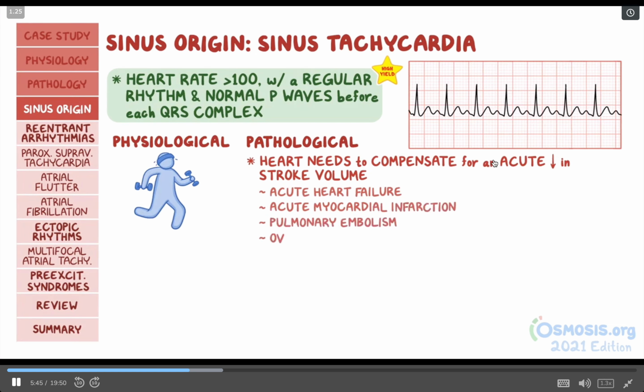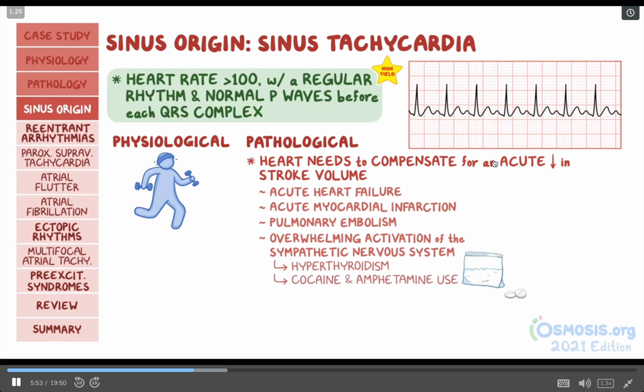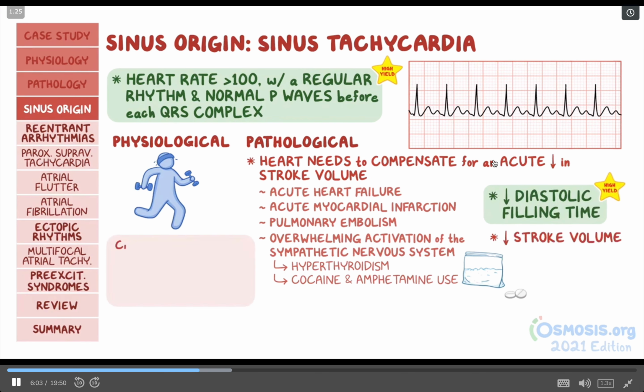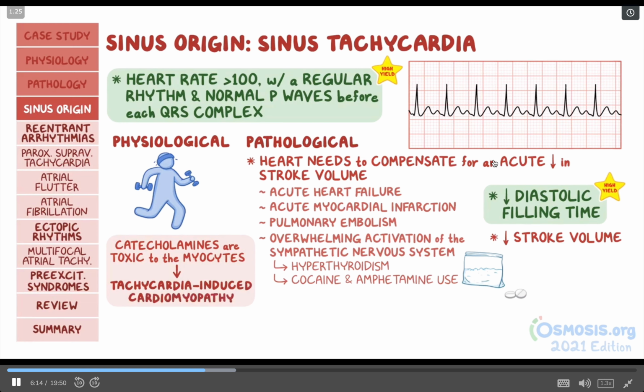It can also result from any overwhelming activation of the sympathetic nervous system, like in hyperthyroidism or cocaine or amphetamine use. Now, the thing is that a fast heart rate decreases diastolic filling time, which actually further decreases the stroke volume. Additionally, over time, catecholamines are actually toxic to the myocytes, which results in a form of cardiomyopathy called tachycardia-induced cardiomyopathy, which is a super creative name.